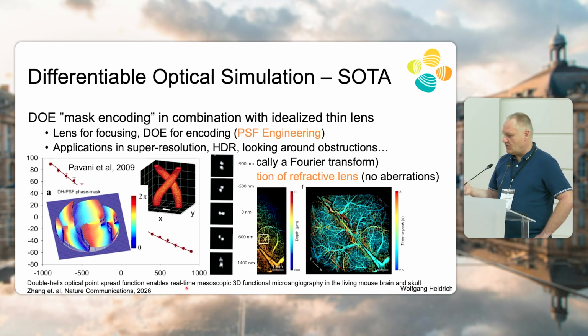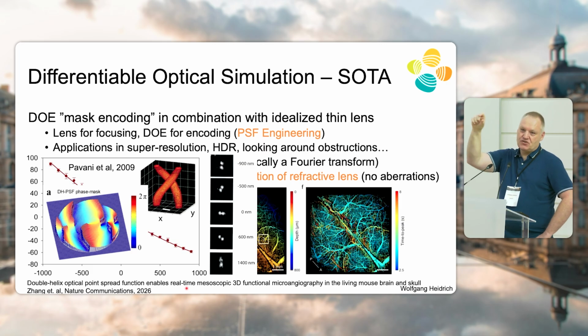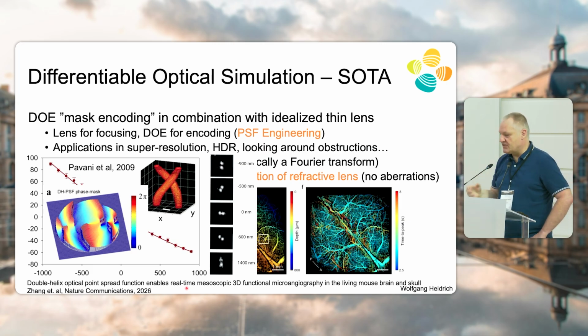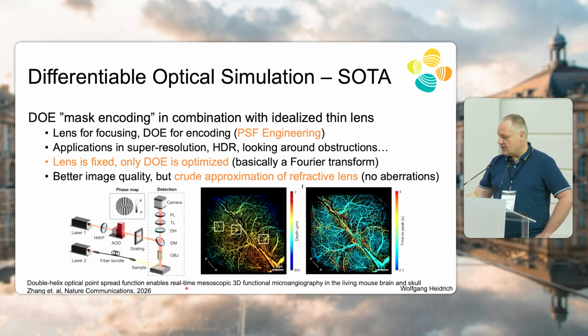So this does a depth encoding, right? For every point, the point spread function is a double helix. What that means is if you have a point at a certain depth, it gives you 2 dots, and the orientation of the dots tells you how far away the point is. So you get a depth image that you can reconstruct here, and this was used for imaging mouse brains.